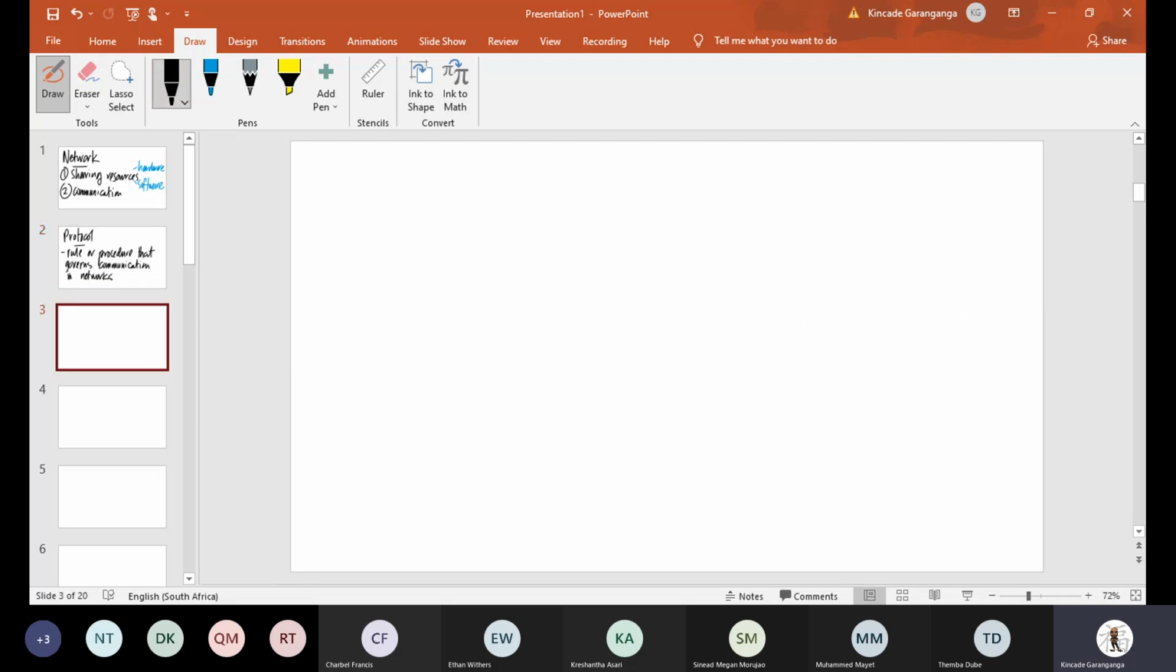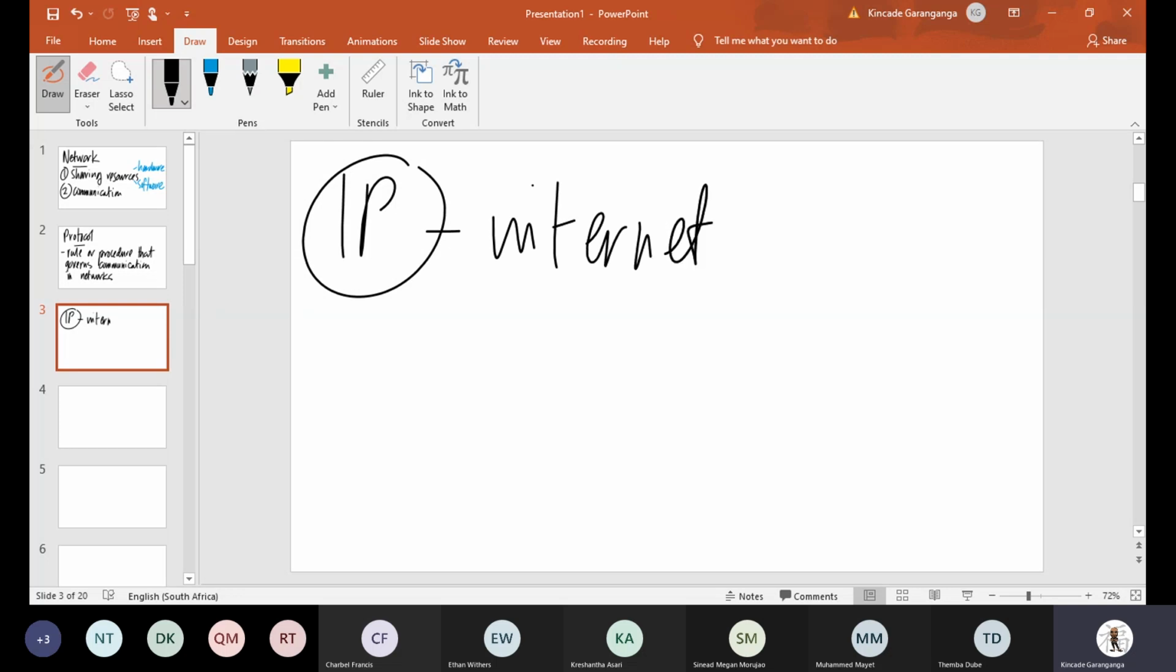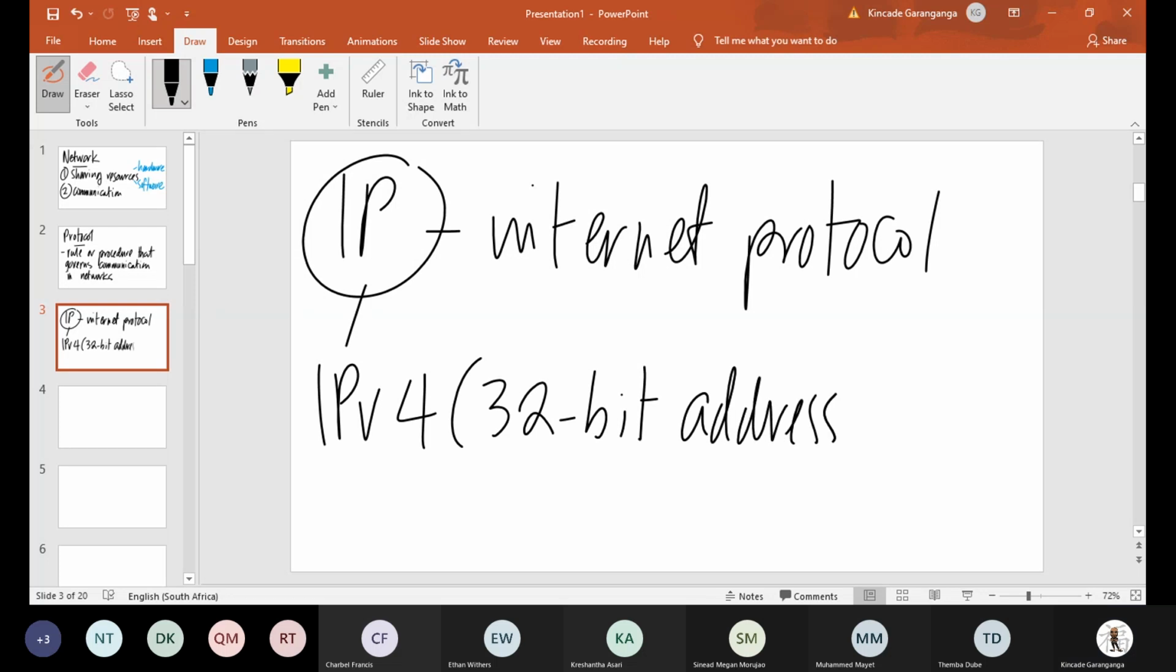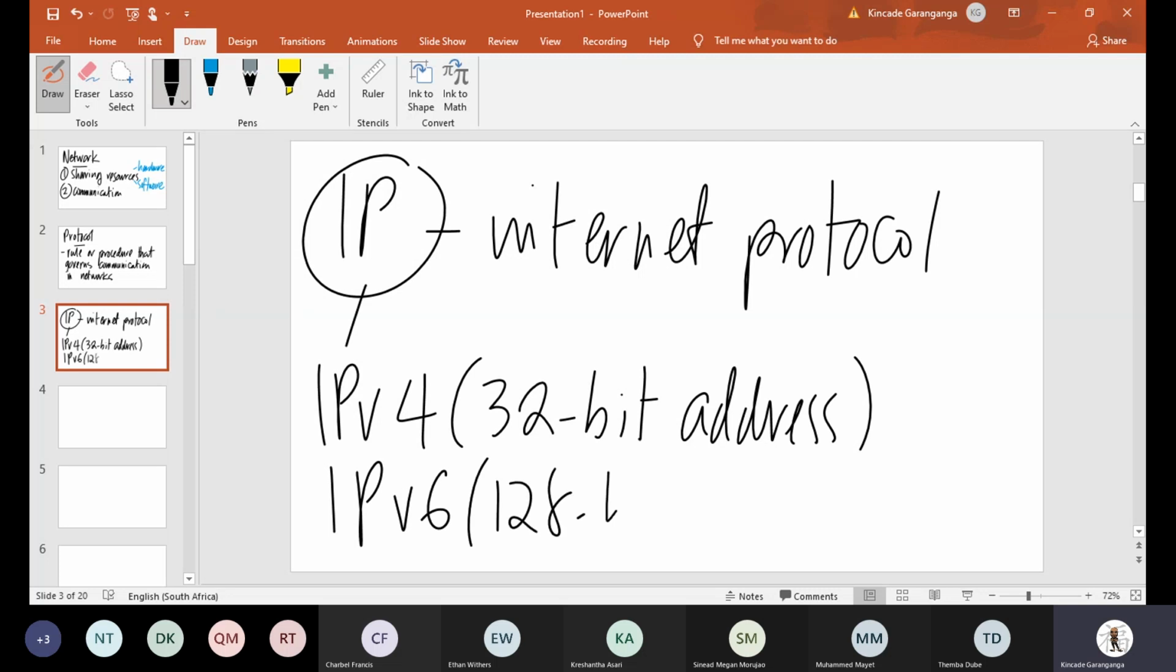But if you want to look at it from a different point of view, before we even look at that, I was just mentioning that one of the most important protocols is the IP, or internet protocol, that you'd find as far as your networks are concerned. This is short for internet protocol. And you've got two versions that are relevant as far as configuration goes. You've got IP version 4, which is a 32-bit address, and then you will also have IPv6, which is a 128-bit address.